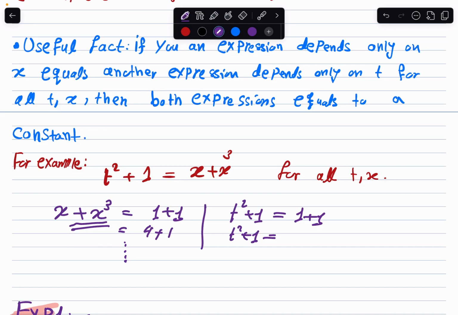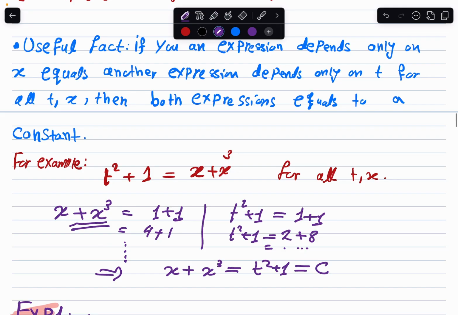Let me take 2 plus 8, and so on. So if we keep doing that, if we're changing x, the left hand side also will change. So it depends on x, but that is a contradiction because it only depends on t. Therefore x plus x cubed equals t squared plus t if and only if it equals a constant. Okay, so I believe this is clear but needs an explanation.